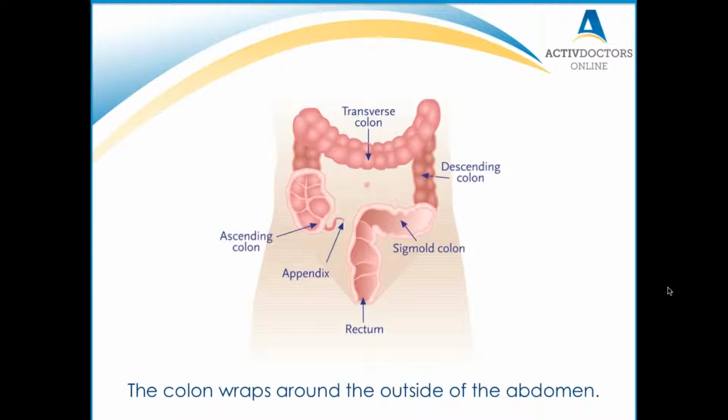So here you see the colon, or large intestine, of somebody, and you'll notice that it kind of wraps itself around your belly, your abdomen. The colon actually starts on the right side where you see the little arrow pointing to the ascending colon, right near the appendix. The food that you eat gets digested and churned into waste material, and a liquid waste material will enter your colon at the ascending colon right near the appendix.